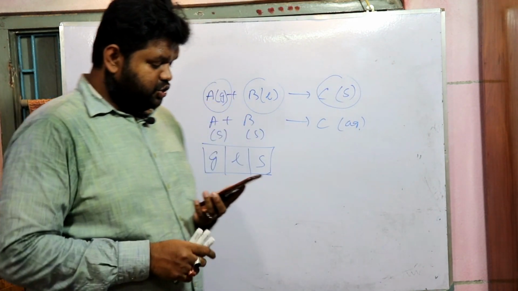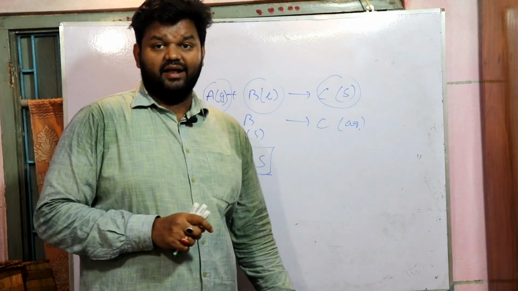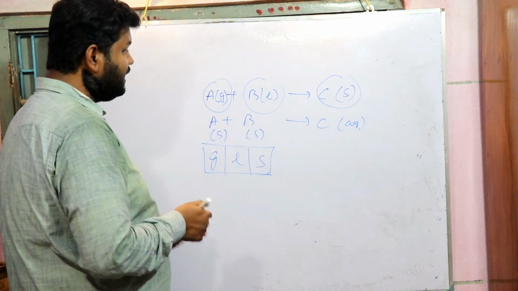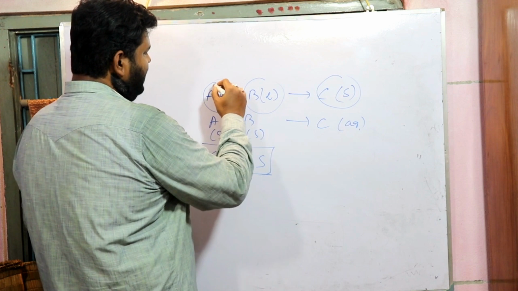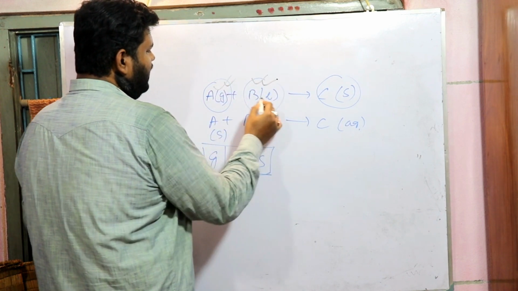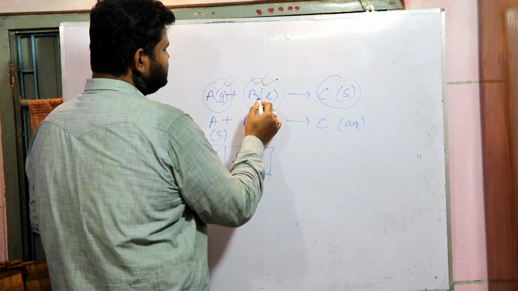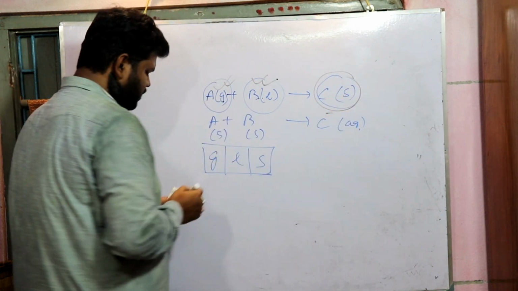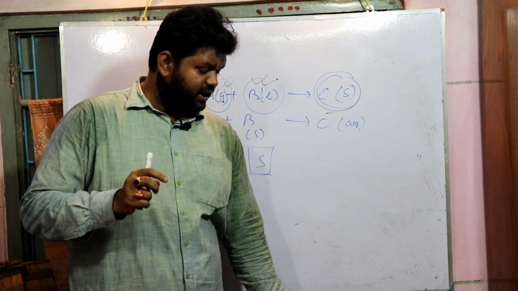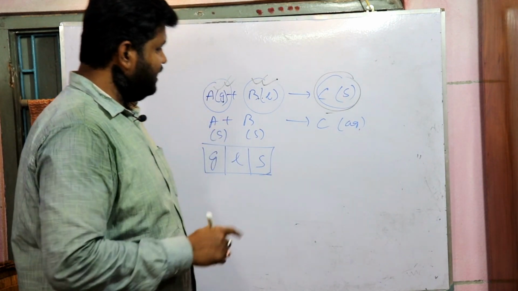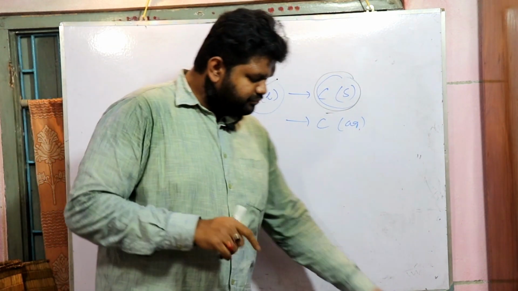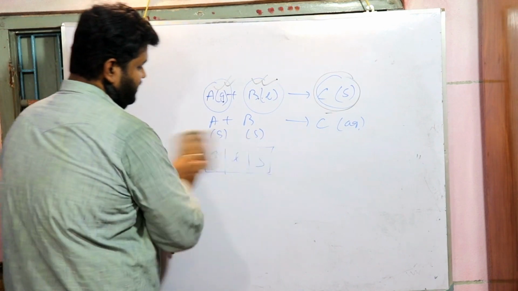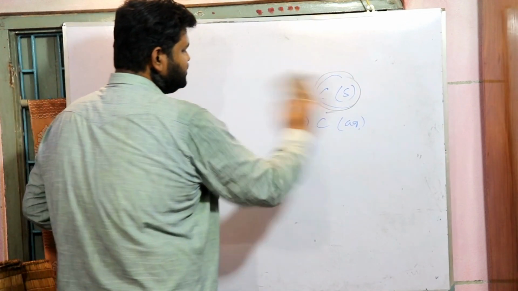Number 2, change in color. That means in some reactions you can see that when you add A with B, the color of these two substances is exactly different from the color of the product. So color difference may occur in a chemical reaction. Number 3, sorry, change in temperature. This is a very important point. Change in temperature.